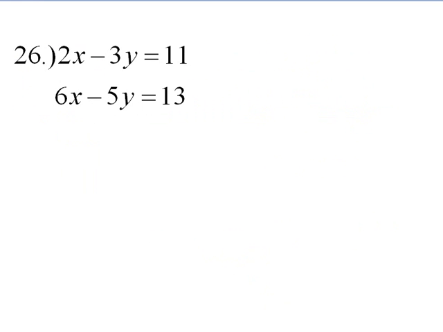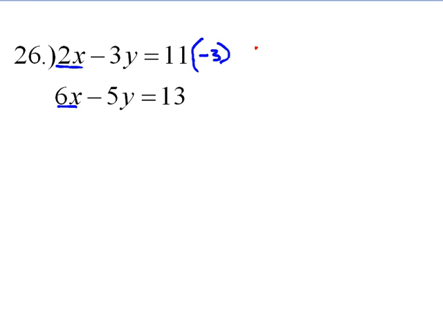Let's try another one. Not so easy this time. We don't have an easy way to cancel out, well, not too bad, our x's and our y's. What can we do here? We have a positive 6 here. We need to make this a negative 6. So what do we need to multiply by? Negative 3. We will multiply the entire equation by negative 3.